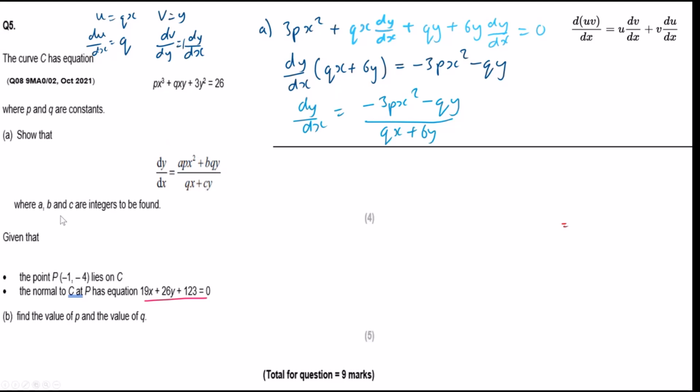That is our answer, where a, b and c are integers to be found, and you can see what those would be. Right, do we have any questions?